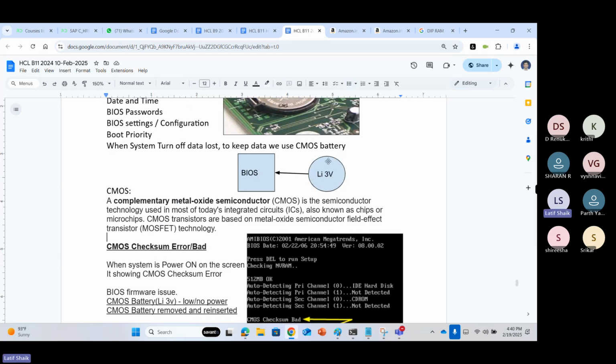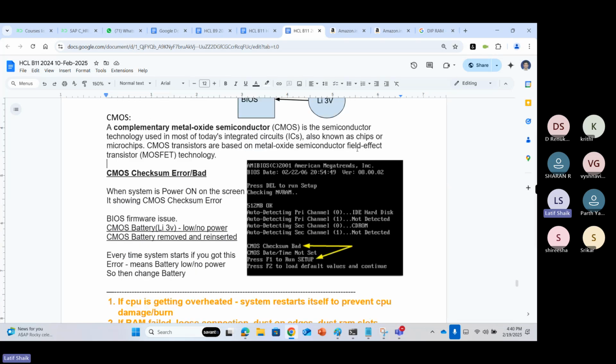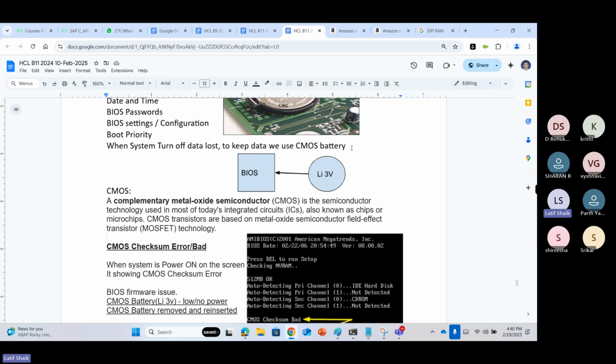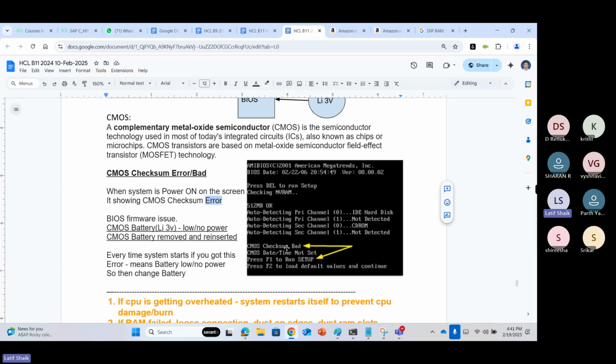In case this BIOS battery is removed, what happens? There is no additional power supply inside. You remove the BIOS battery and reinsert it, you power on your system, and the entire configuration you made in the BIOS goes to the factory default. It will throw an error when you power on your system: CMOS checksum bad or CMOS checksum error.